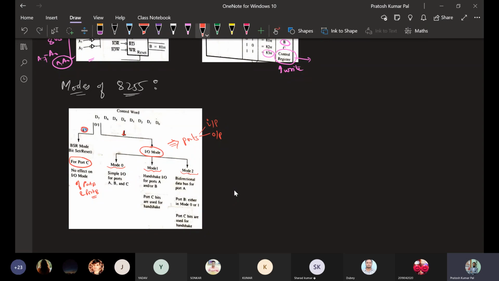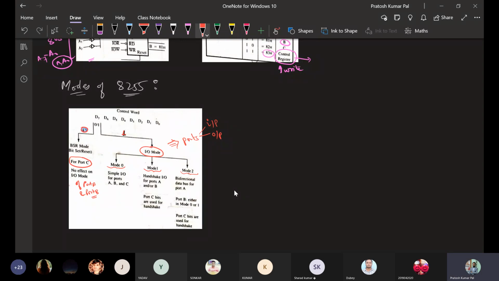In mode 0, ports A, B and C are made to work either in input mode or output mode. So this mode 0 is very simple. If port A wants to communicate with any input output devices, in what particular mode it should be operating will be decided by mode 0. Mode 0 will decide, for any of these three ports A, B or C, in what particular mode they are going to operate.